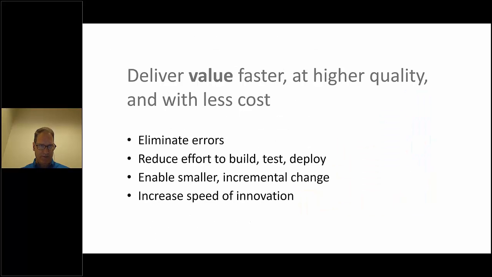So at the end of the day, what's the deal here? We're talking about delivering value. We want to deliver the value faster. We want to deliver it with higher quality and at less cost. Seems like you can't really combine those things together, but current state of the art actually allows us to do that. We automate processes, which eliminates errors. That reduces the amount of time it takes to actually build, test, and deploy. And that enables smaller incremental change.